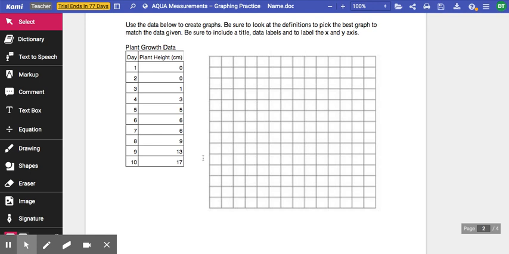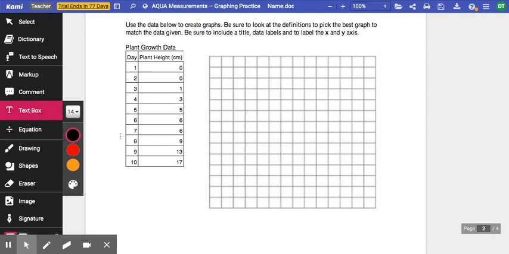So you're going to use the data below to create graphs. You should be sure to look at the definitions to pick the best graph to match the given data. Be sure to include a title, data labels, and to label the X and Y axis. So for this one, the data we're given is plant growth data, and we're given days and heights. So we are graphing the change in the plants over time. For that, it's best to use a line graph.